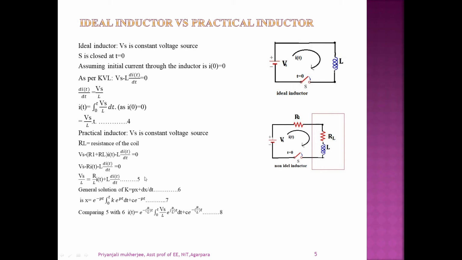So we can compare it with the equation K equal to Px plus dx/dt, and the general solution of this equation is given as e to the power minus Pt, integral from 0 to t of K e to the power Pt dt, plus C into e to the power minus Pt. Comparing this with equation 5, we can find the current equation: i equals e to the power minus R by L into t, integral from 0 to t of Vs by L into e to the power R by L t dt, plus C into e to the power minus R by L into t.